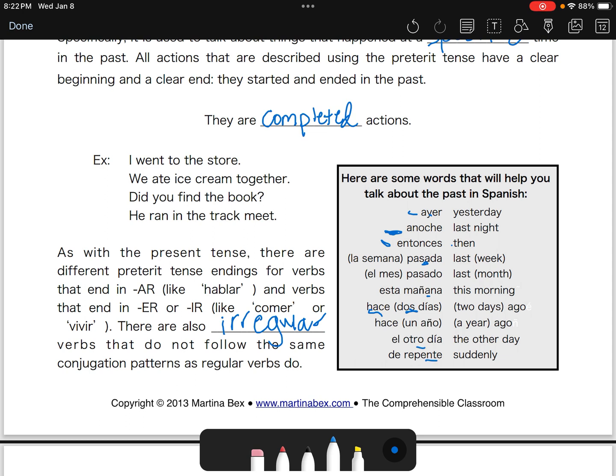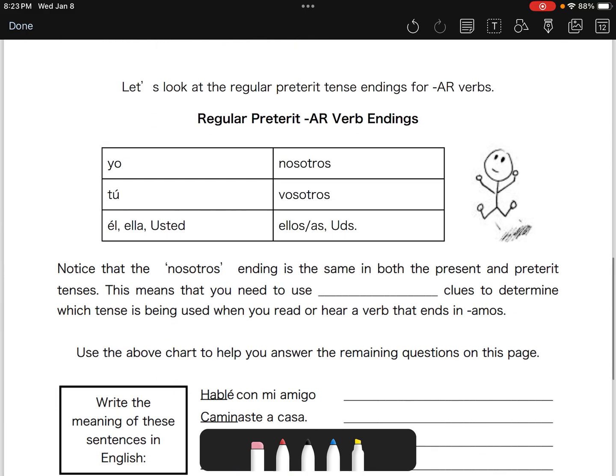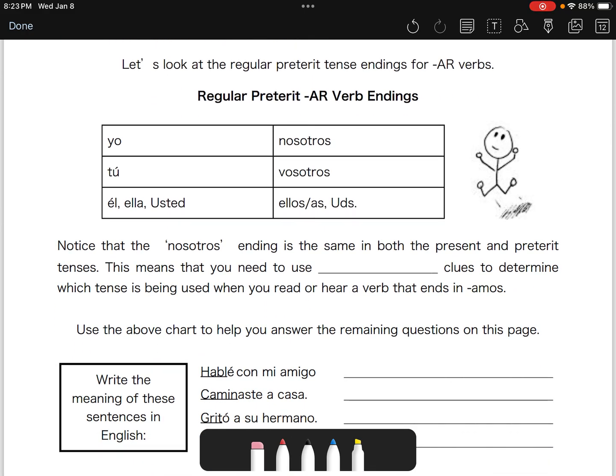De repente, suddenly. So whenever you see or use these words, that will indicate to you you're going to need to be in the preterite, not the imperfect. Completed past actions, not continual past actions. So let's look at the regular preterite tense endings for AR verbs. These are AR verbs only. And we'll practice these a little bit and add ER-IR verbs.